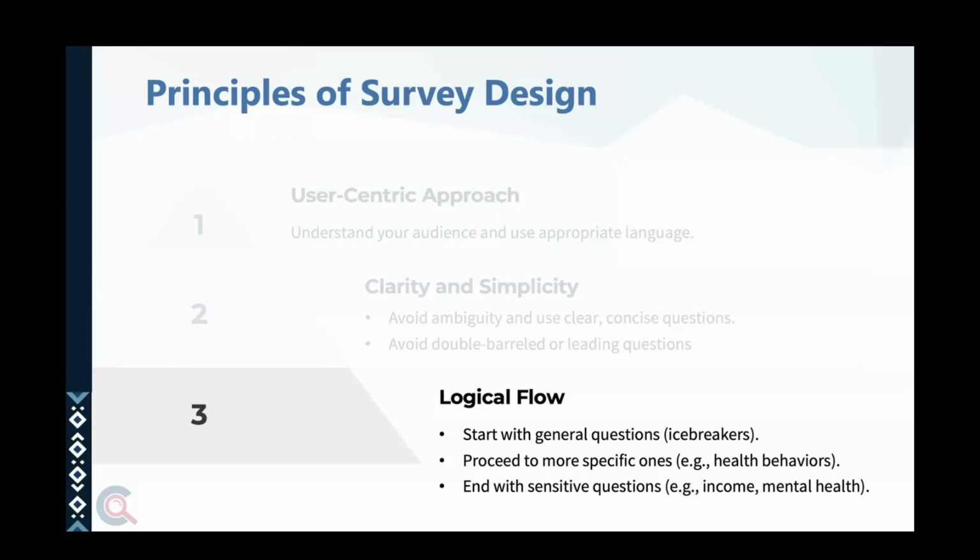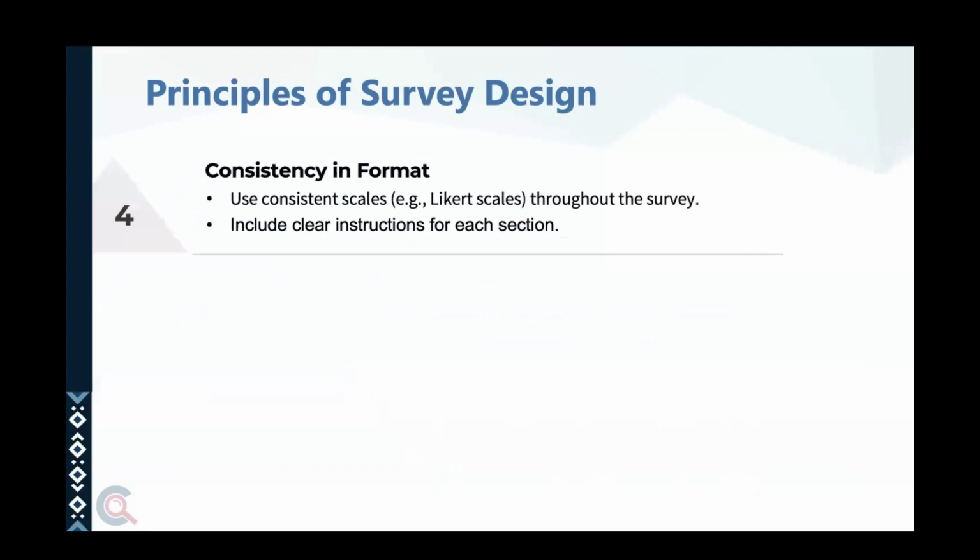And for questions that are quite sensitive, you want to take them really at the end of the survey. Like, for example, asking about someone's income, they might be shy or really not comfortable answering that question, or their mental health or their sexual behavior, those kind of questions is really advised that you push them to the end of the form. So the fourth principle is to ensure consistency in the format of your questions.